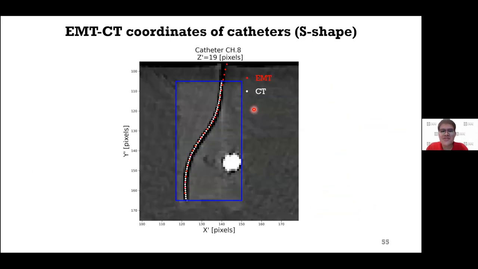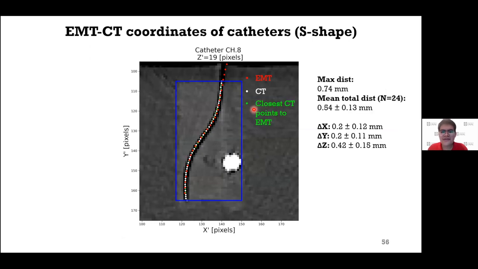And now in this image, we can see the coordinates of the S shape in the CT in white, and in red, we can see the coordinates in the EMT. So I use a nearest neighbor approach to find the closest points in the CT from the EMT to compute a mean distance difference between the EMT and the CT.